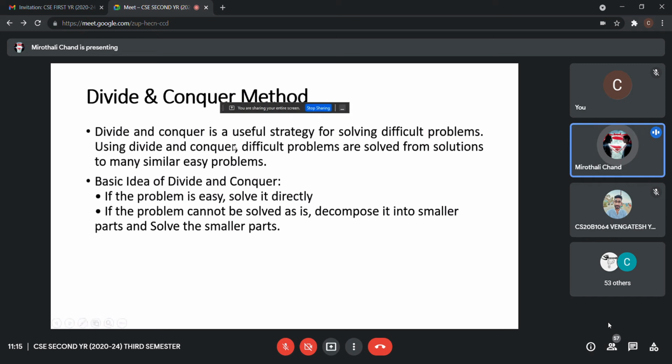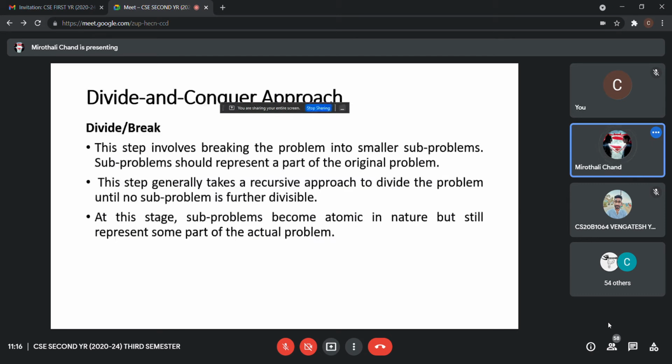Divide and conquer is the strategy which is used for solving difficult problems. In order to solve those difficult problems, the original problem is segregated or divided into several subproblems. Then they are solved one by one, and finally combined in order to produce the original solution.